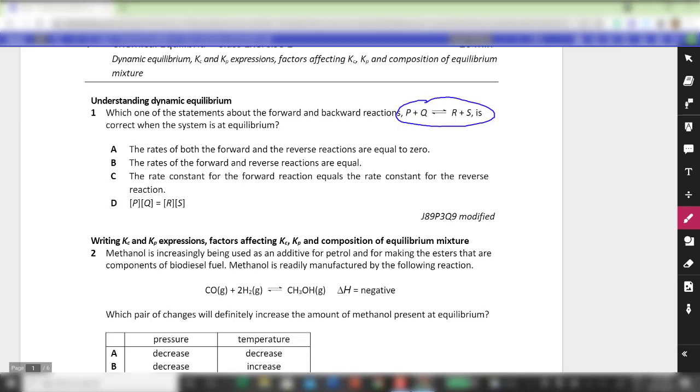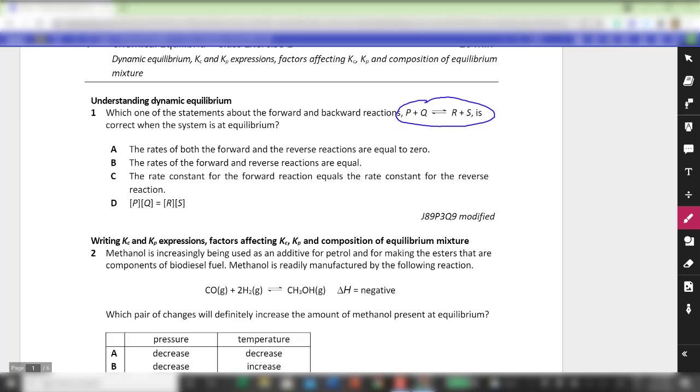All of us should be aware that at equilibrium, the key ingredient is that the rate of the forward and backward reaction is the same. So if you just plow through all the options, option B will stand out because it reads rates of forward and backward reaction are equal.